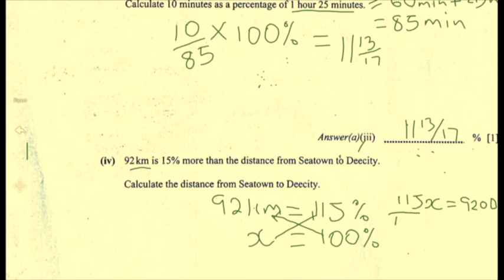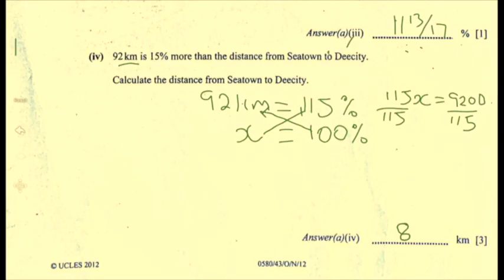Then if you divide by 115 both sides, that is 115 over 115, then you get the value of x, which is actually the distance we want to calculate. So you do that division, you get that distance, which is 80. So your answer is 80 kilometers there. So that's how you solve this problem.